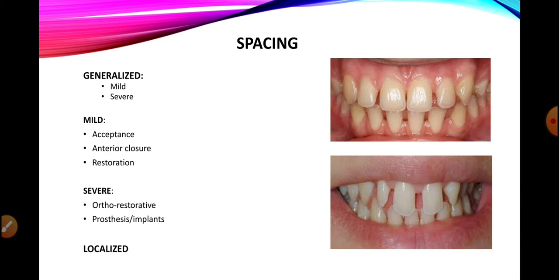But if it is a generalized spacing and it is severe in nature, in cases of severe generalized spacing, particularly in case of hypodontia, a combined orthodontic and restorative approach is used to localize the space for the provision of prosthesis. For example, ortho is used to localize the space at one area, and at that area a prosthesis or a crown or an implant can be placed.